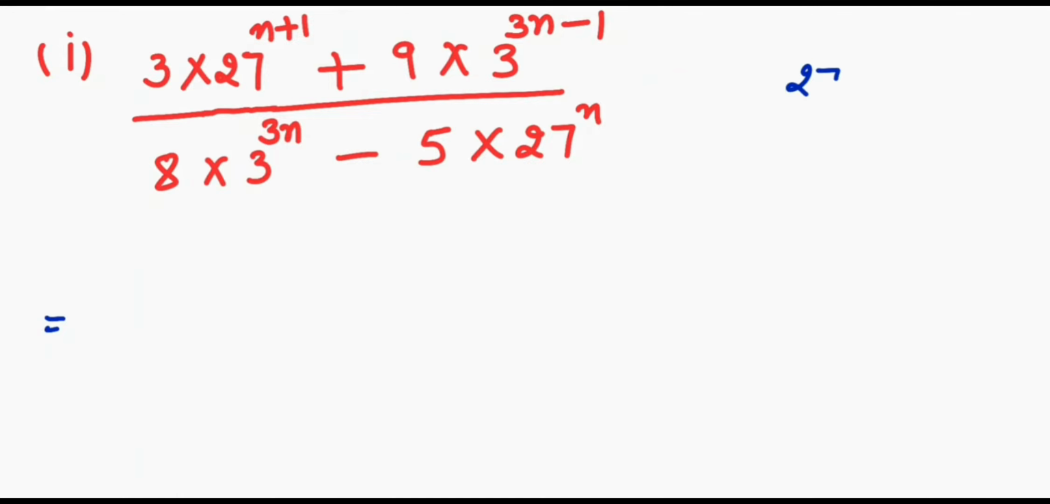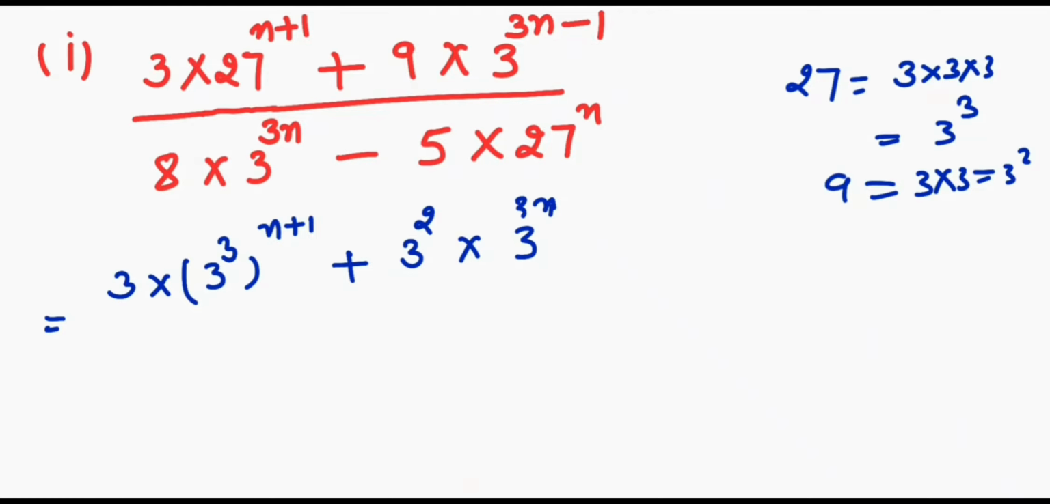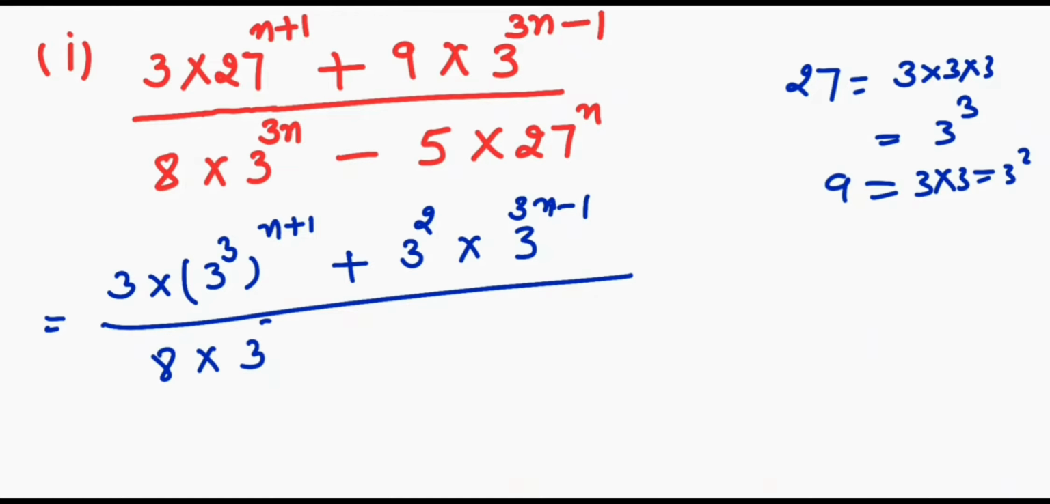We know the prime factors of 27 are 3 into 3 into 3, which we can write in the form of 3 raised to power 3. So here I will write 3 into 3 raised to power 3 multiplied by n plus 1, plus 9 is equal to 3 into 3, which is equal to 3 raised to power 2. So I can write 3 raised to power 2 into 3n minus 1 divided by 8 multiply by 3 raised to power 3n minus 5 into 27. I can write this as 3 raised to power 3n.